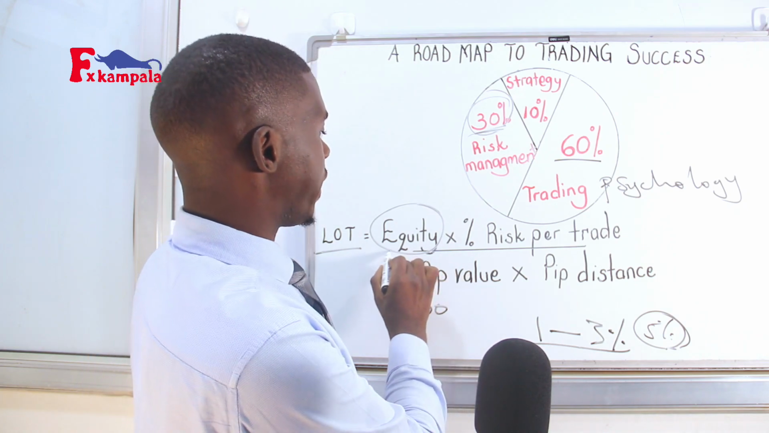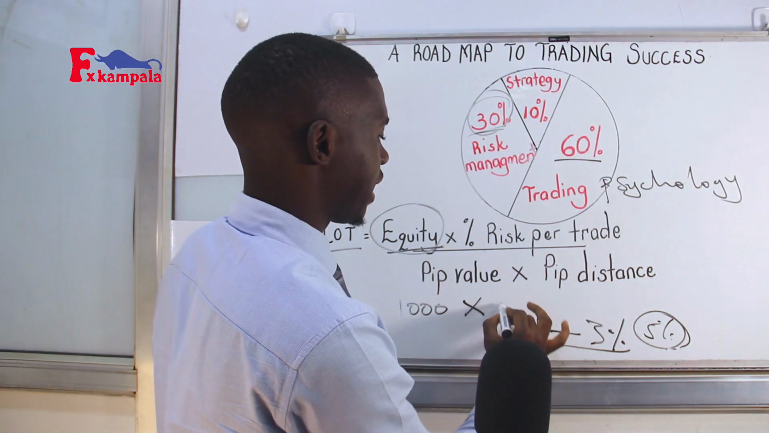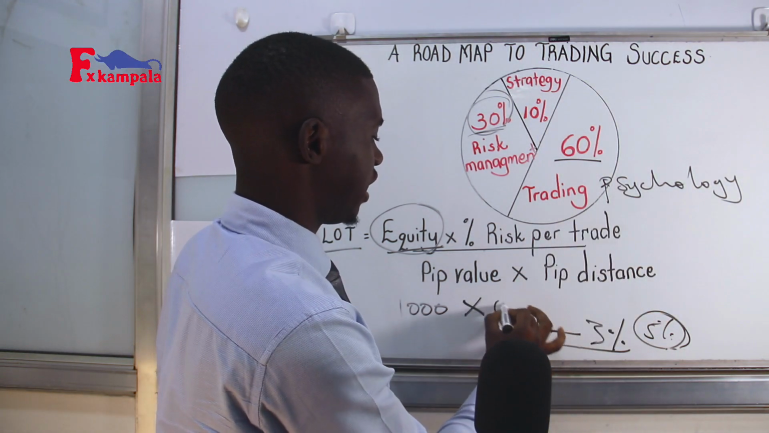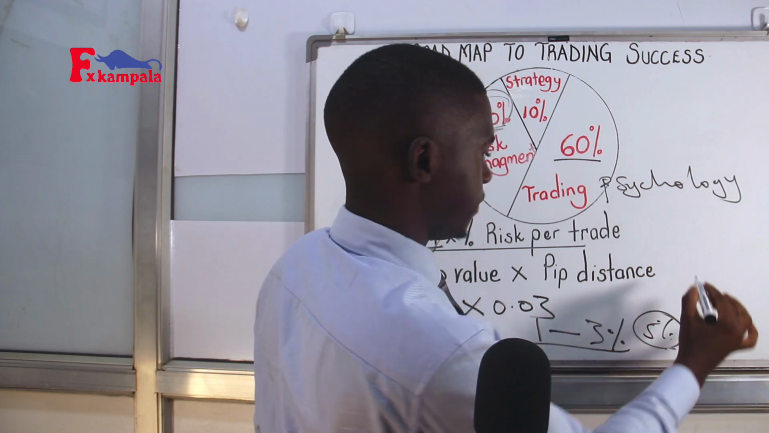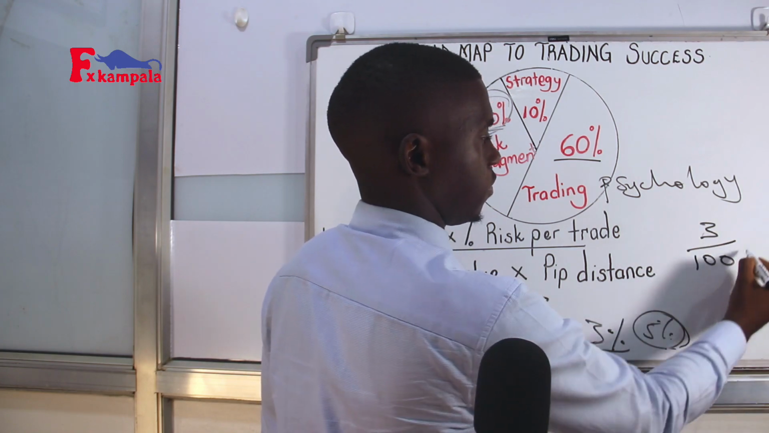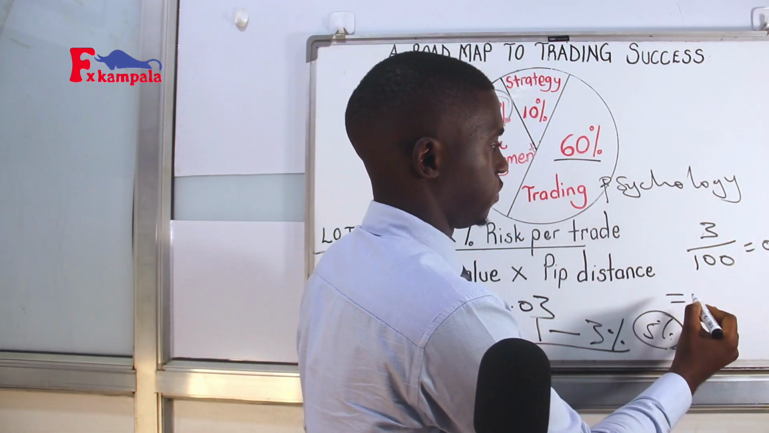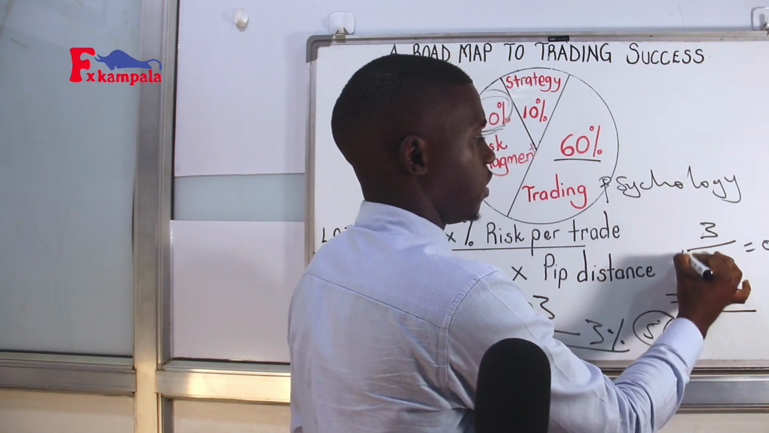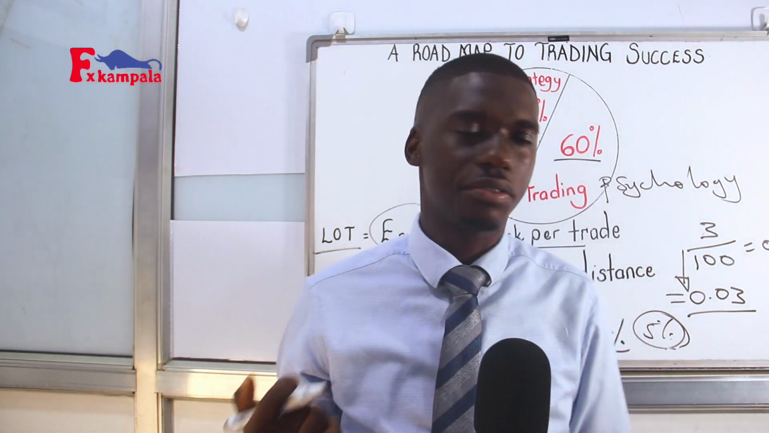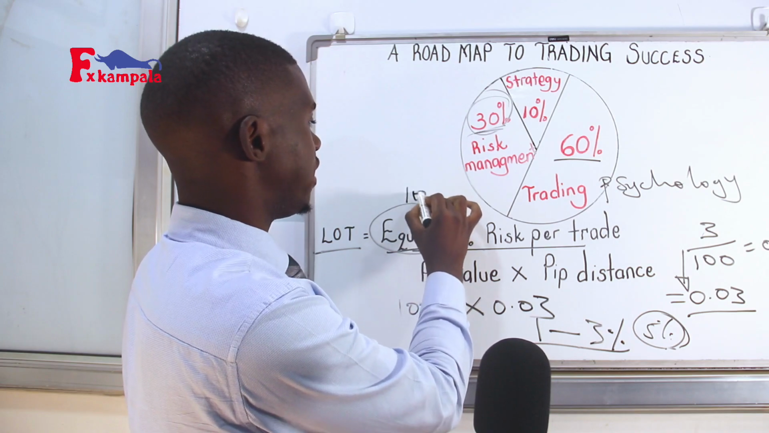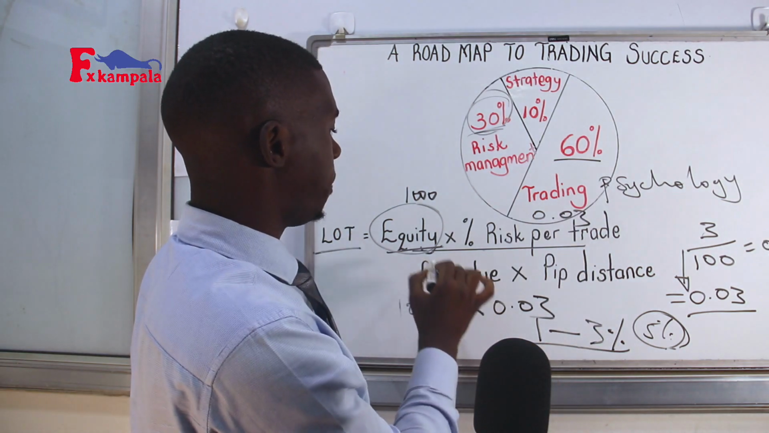Now, after knowing your equity, the risk per trade we have discussed, I can probably risk 3%, and 3% for simple mathematics is actually 0.03. So get your 3%. We have gotten this as 1,000. We have our 0.03. Then our next job is to know the pip value.